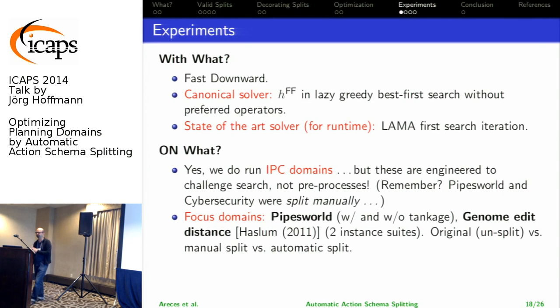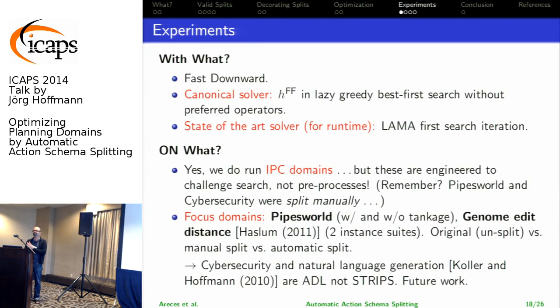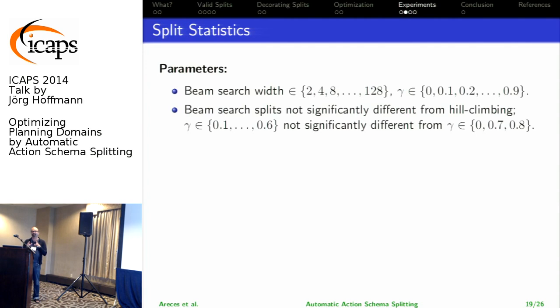And if you're missing those two domains here in the list, yes, I missed them too. The problem is that they're ADL, and our current implementation doesn't handle that. Good. We ran this experiment systematically. It turns out that, at least in this formulation of the optimization problem, beam search doesn't actually do anything interesting. So we just report on hill climbing. And also, these different gamma values usually didn't make that much of a difference.